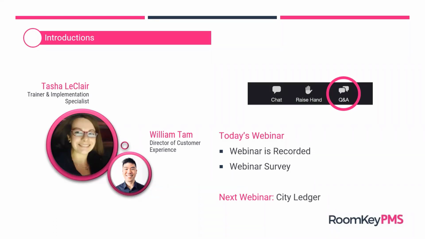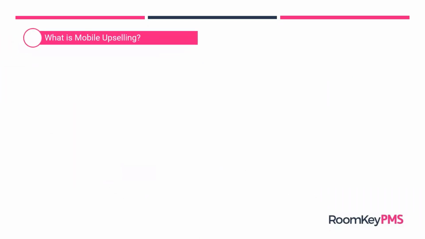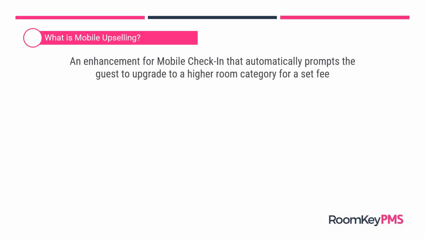Great. So with our introductions out of the way, let's dive right into our topic for today and define what is mobile upselling. For RoomKeyPMS, we have developed this new feature, and it is actually an enhancement to our existing mobile check-in tool. It allows you to automatically prompt the guests during their mobile check-in process prior to their arrival, prompt them to upgrade to a higher room category for a set fee. Now, you will need to have mobile check-in in order to use mobile upselling, the tool that we'll be looking at today.